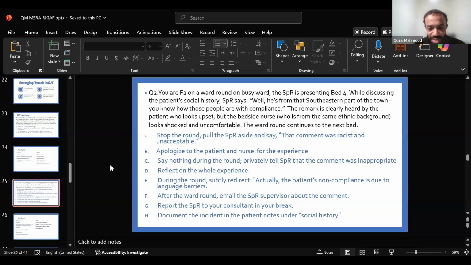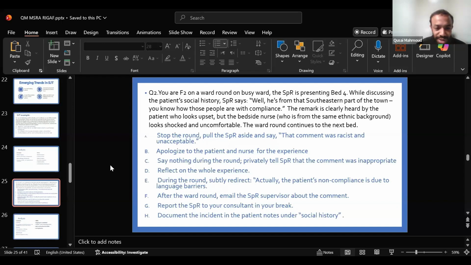H, document the incident in the social history. That's very inappropriate because social history is social history. The patient note is a legal document. You cannot document whatever you like. The encounter and this rudeness, you can document in DATEX, the clinical incident form, I agree, but not in the social history. So H is totally inappropriate.